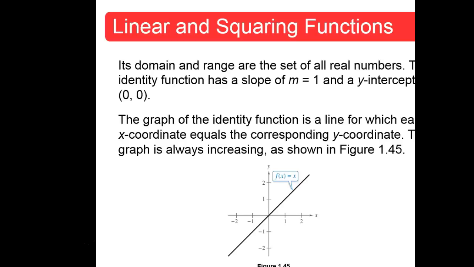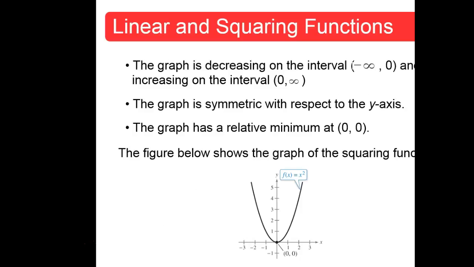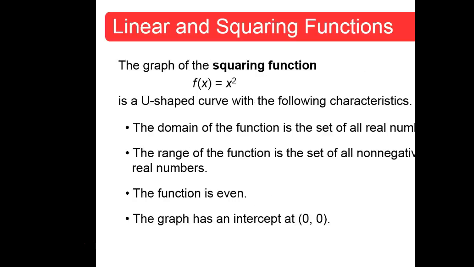Odd, because it reflects about the origin. Okay? And it's the only linear function that's odd. Every other linear function is a neither. Okay, you're absolutely right. The squaring function, on the other hand, is always what? Even, odd, or neither. Even, okay? Whatever it's doing on the right, it's doing on the left, okay? It's an even function. Good. Okay?